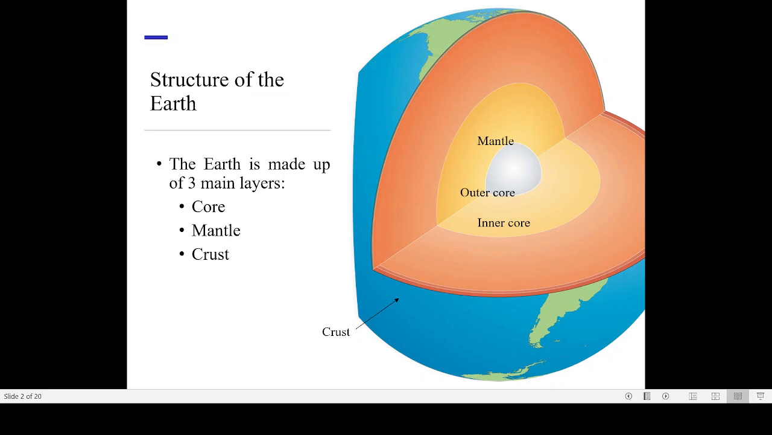The earth is divided into three main layers. The outermost layer is known by the name crust. Here you can see it just like an apple. The apple has a very thin outer layer, which may be only a few kilometers in depth. That is known by the name crust of the earth. Then you can find a reddish region. That reddish region is known by the name mantle.